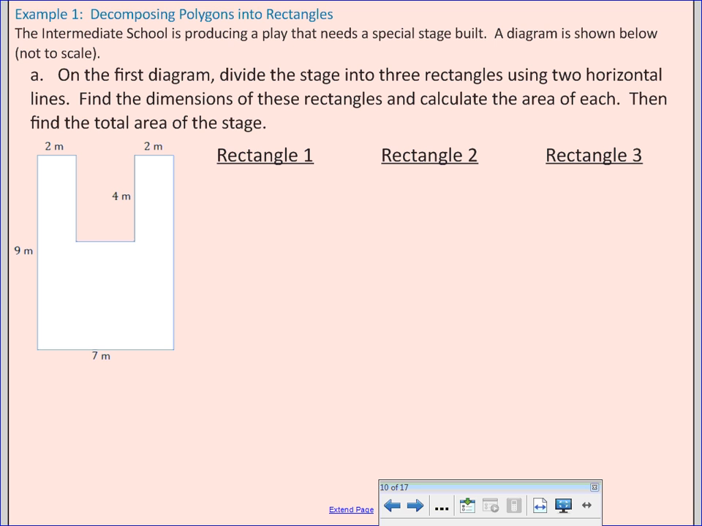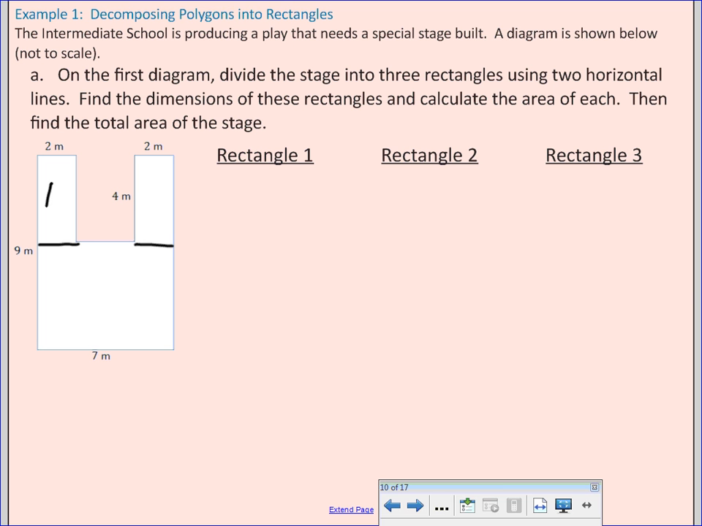And the formula for area of an octagon is? I don't know. But what shapes do we see there? What shapes can we use? Yeah, we see lots of rectangles. So let's take a look. It says to divide the stage into 3 rectangles using 2 horizontal lines. Which way does horizontal go? Everybody show me. Which way is horizontal? Horizontal. So let's divide it. Here's 1 horizontal line. Let's 2 horizontal lines.